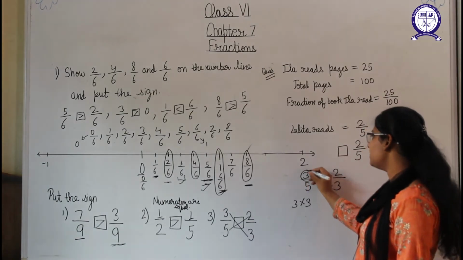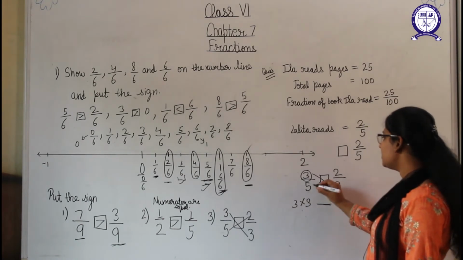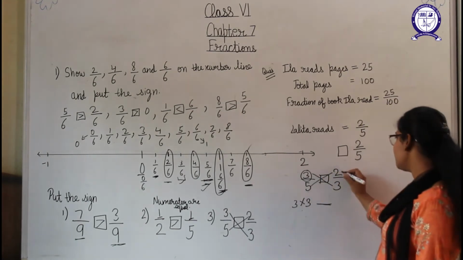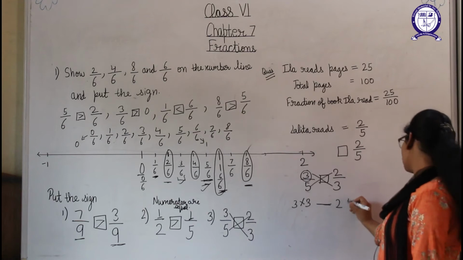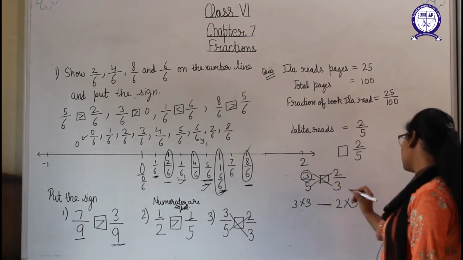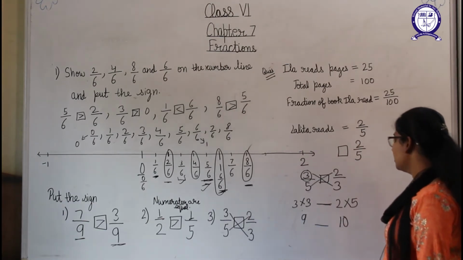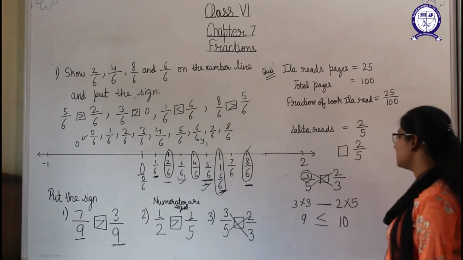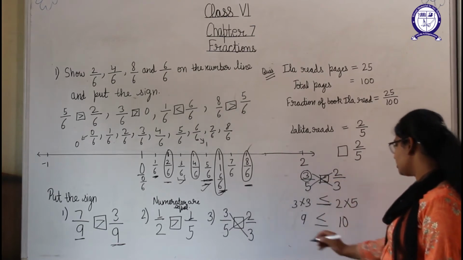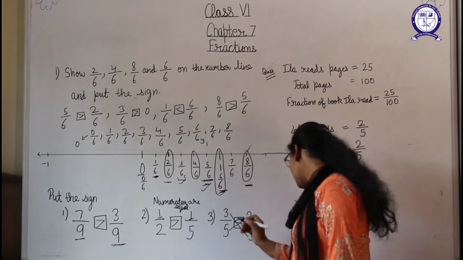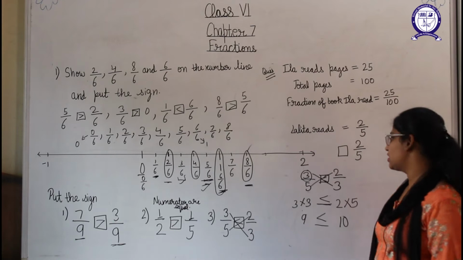The numerator side will be taken as it is. Okay, and then we have to put the sign, and here we will multiply these two. Here numerator is 2 we are taking, so we will write it on that side. Okay, so 2 into 5 like this. So 3 threes are 9 and 2 fives are 10. So what is greater? 10 is greater than 9. It means the sign will be like this, or we can put it like this. So in this question we will put the sign like this. In this, 3 by 5 is smaller and 2 by 3 is the greater one.